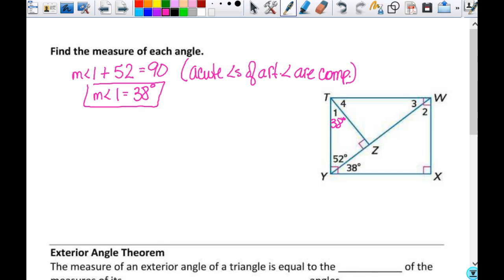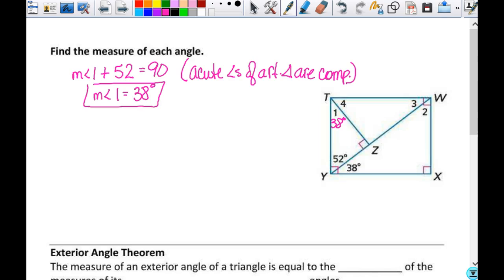Acute angles of a right triangle, thank you, are complementary. Not of a right angle, that didn't make any sense. It's of a right triangle that are complementary.